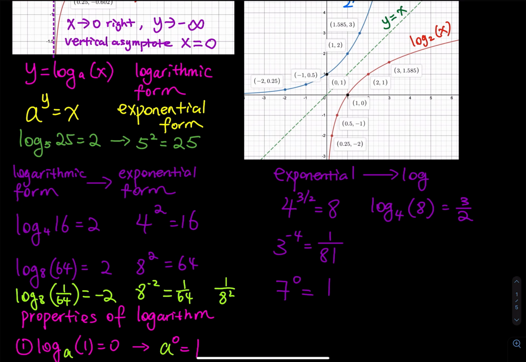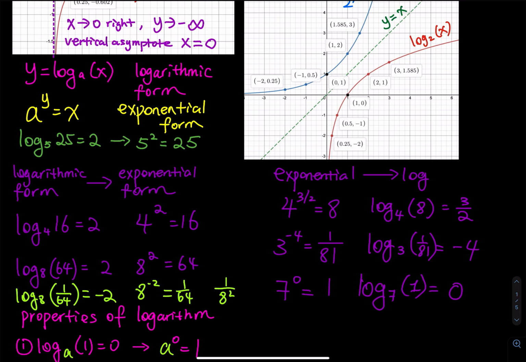And then the next problem, we have log. What is the base? The base is 3. And then the negative 4, I'm going to put the negative 4 to the other side, and then equals 1 over 81. Right? And then the last one, 7 to the 0 power is equal to 1. So we have log base 7 of 1 equals 0. So log base 7 of 1, that is 7 to the 0 power, which equals 1.